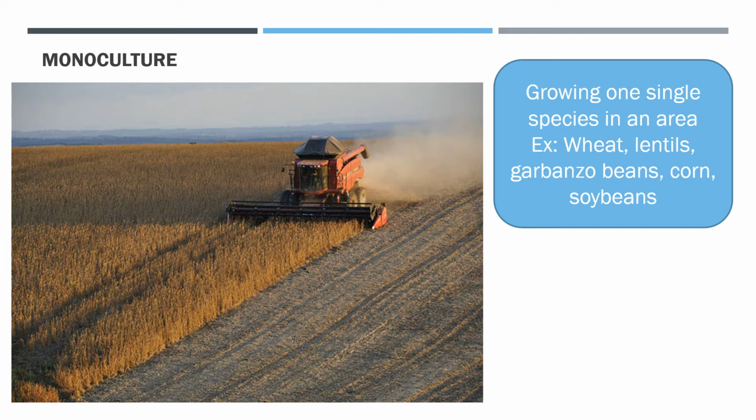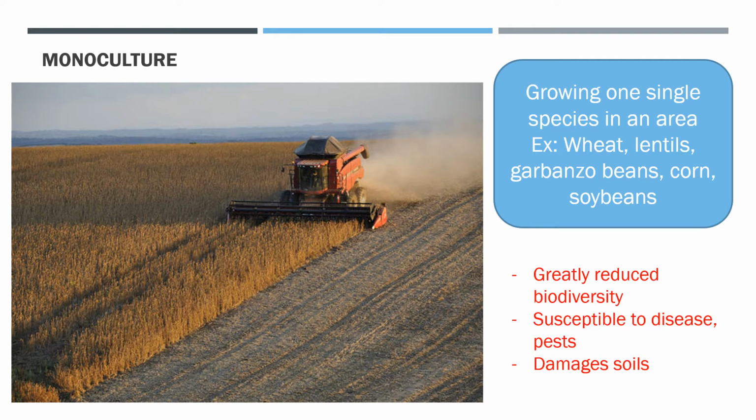A monoculture is when you grow one single species in an area. For example, this is how we grow wheat and lentils, garbanzo beans, corn, soybeans, any number of things here, particularly in the United States. We can see in this picture it looks like they're harvesting some beans and every plant is identical.